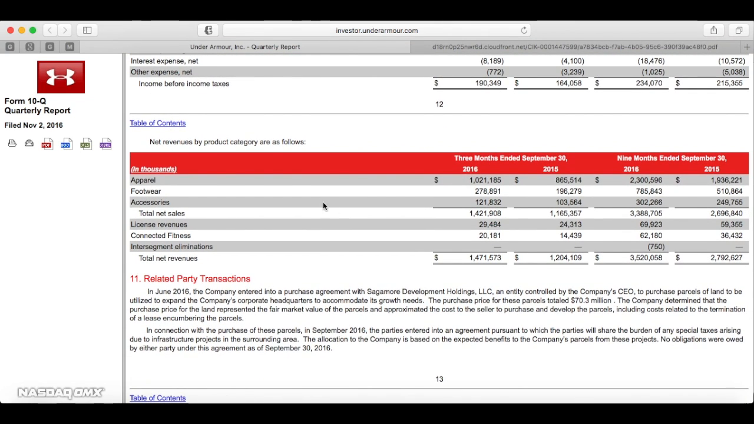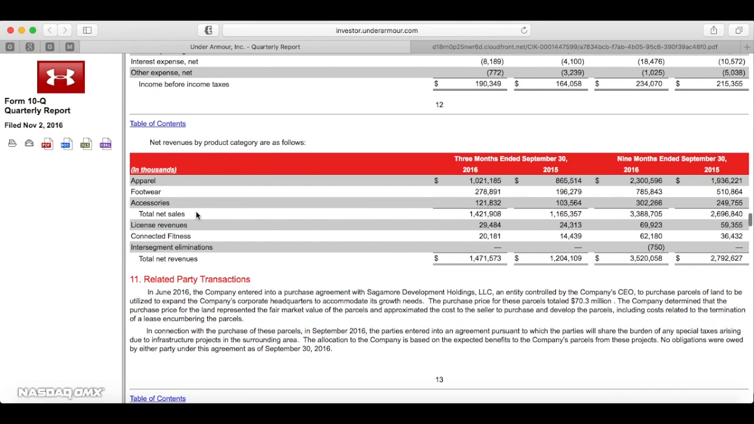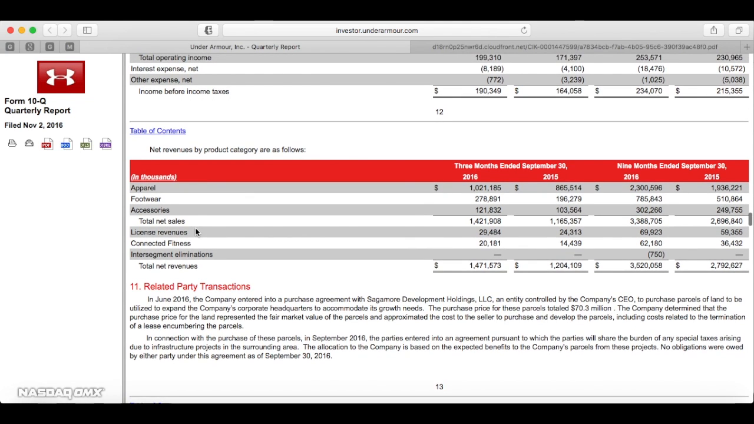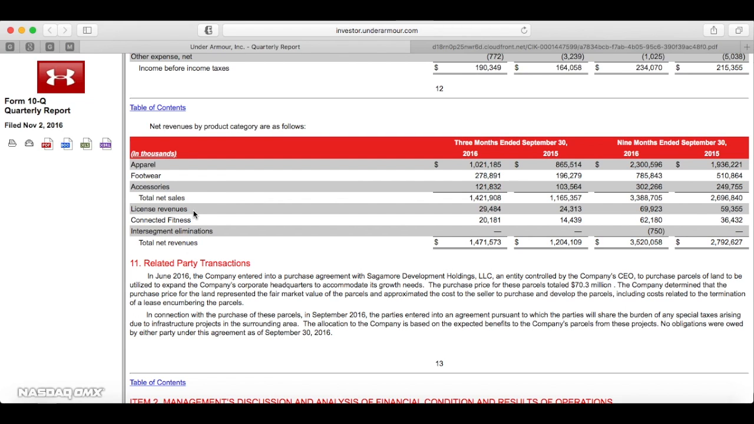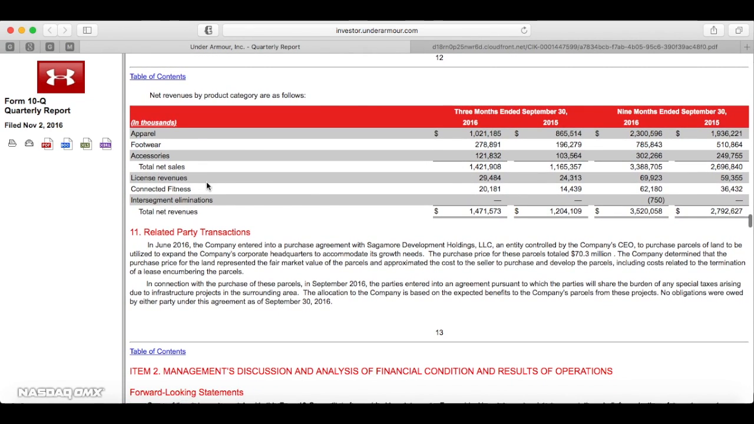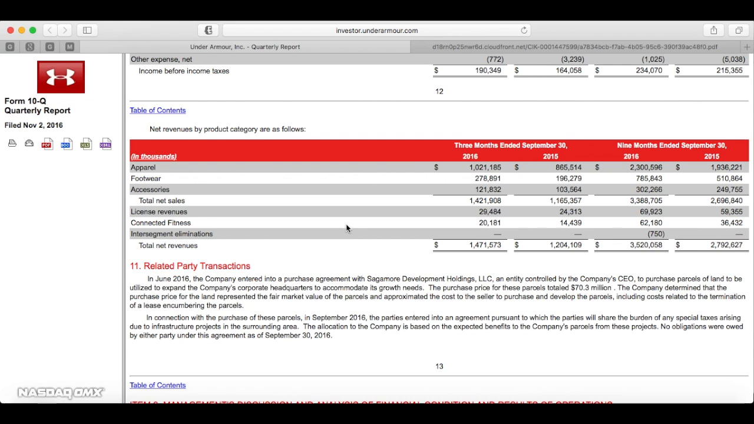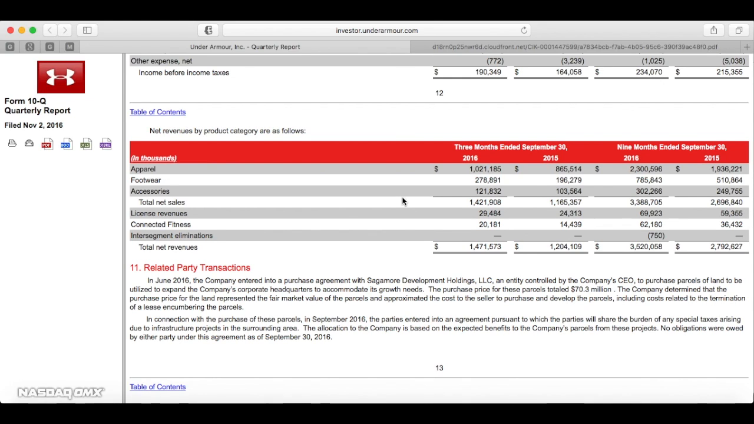Under Armour then breaks it down by apparel, footwear, accessories, which I think must be socks and backpacks and things like that probably. And so it gives you this total net sales. Then they have licensed revenue, which I'm not 100% sure on, but I think licensed revenue might be stuff they do for like UCLA or Notre Dame. That's probably licensed revenue they recognize because they have to pay those companies royalties. Connected fitness is the revenue Under Armour is getting from their apps, and it looks like they eliminated some segments here and credited it back up.